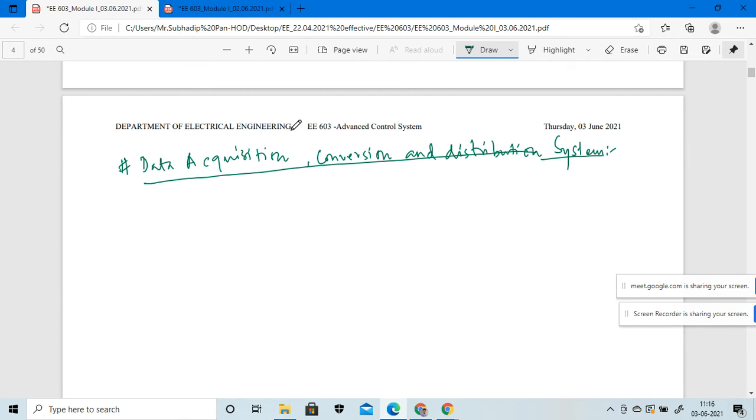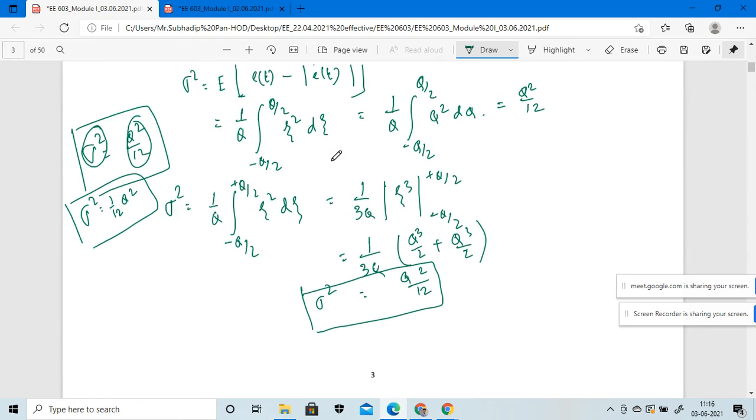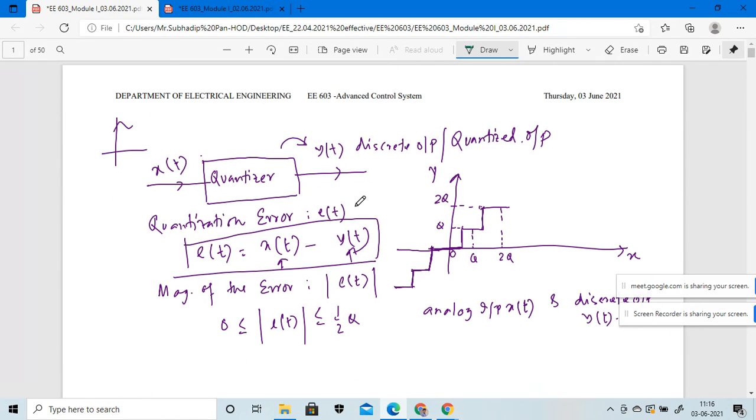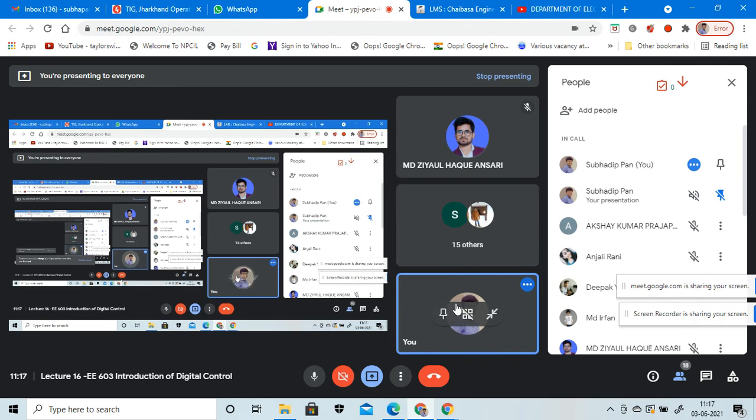Okay. Up to this point, is there any question before starting the data acquisition? Because data acquisition is the final part of this particular module, nothing is left. If you have any question regarding this, please ask. Anyone?